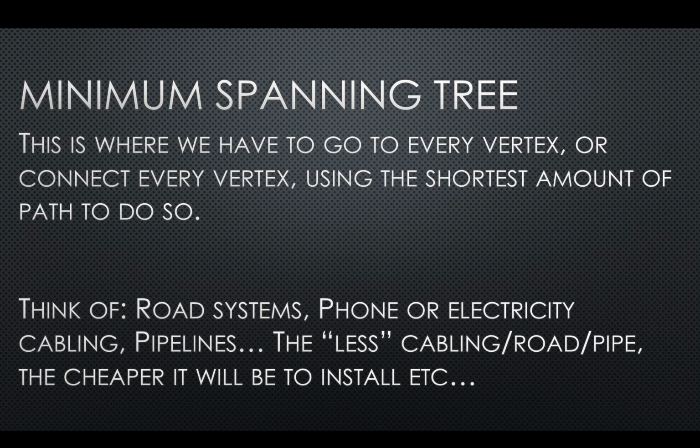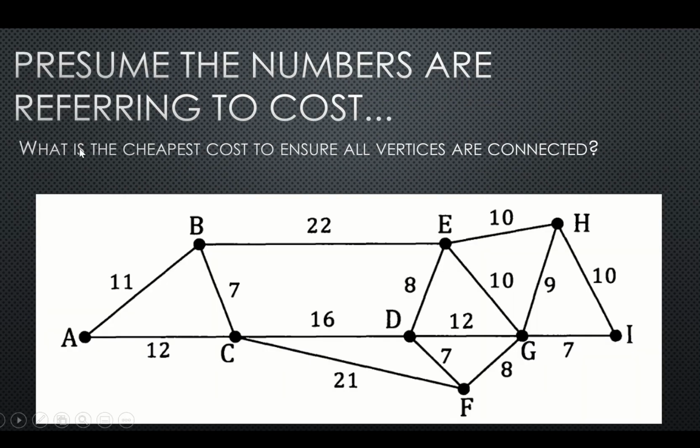So, this is an example, and you can see the question's referring to cost. What is the cheapest cost to ensure all vertices are connected? So to begin this question, we're going to assume that A is connected to the system, and that way we can use it like a logical series of steps to work our way across. So we're going to connect A to the system.